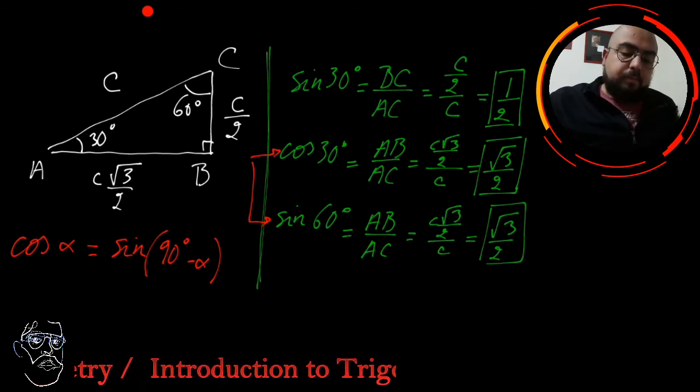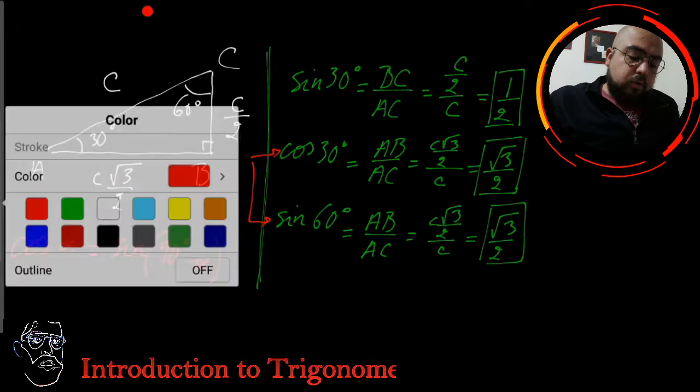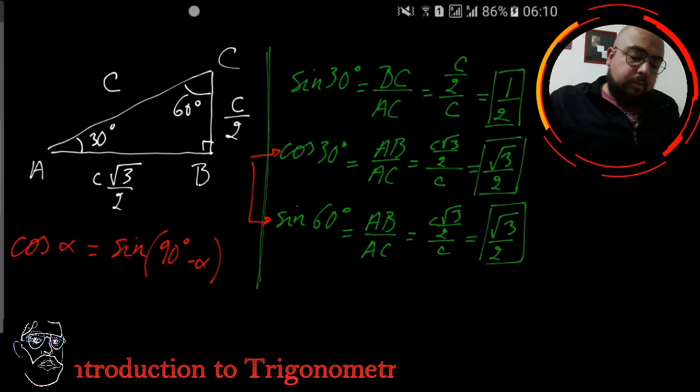Now, what about the isosceles triangle, right triangle? I'm going to take also the example of a right triangle which is isosceles.